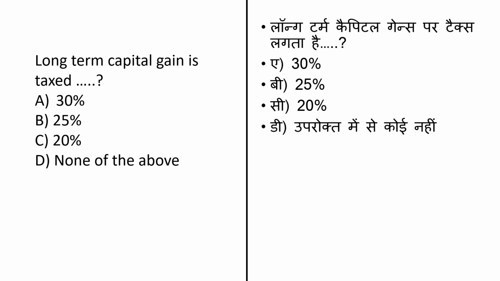Long-term capital gain is a tax. In this question they ask you how much percentage is allowed for a long-term capital gain. For this the options given are 30%, then 25%, then 20% and none of the above. Now at present you must know what a long-term capital gain is because I have explained it to you in my previous question, right? So here the tax on the long-term capital gain is usually calculated at 20% plus the surcharge plus the cess as applicable. Okay. The answer here for this question will be option number C, that is 20%.